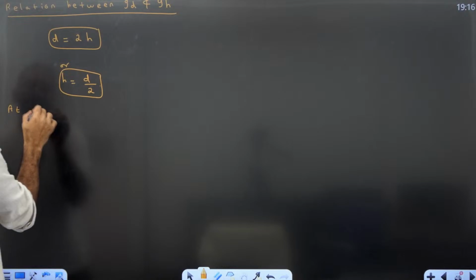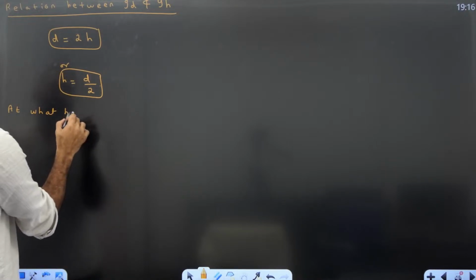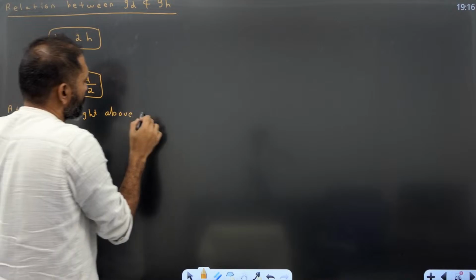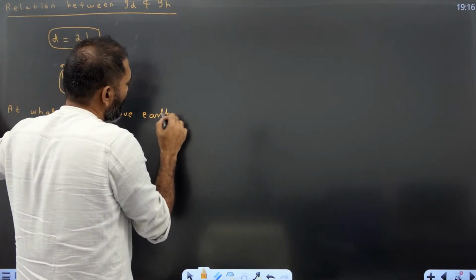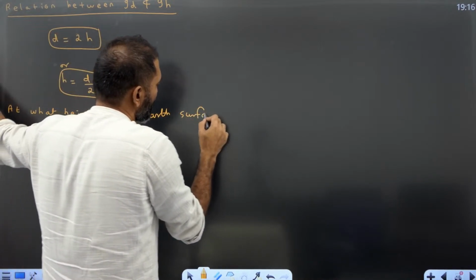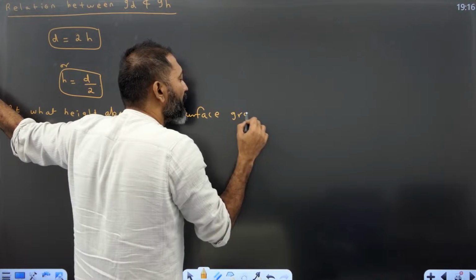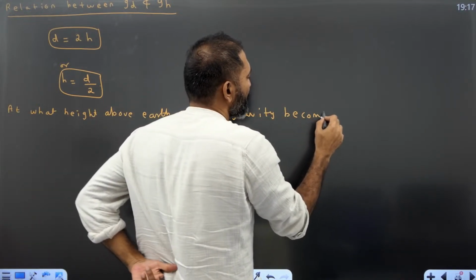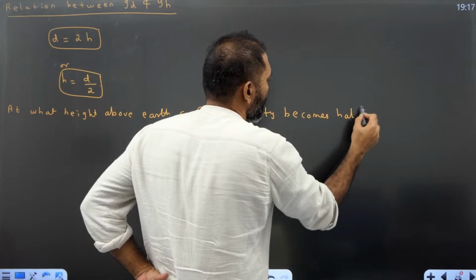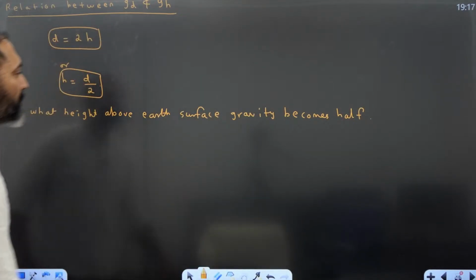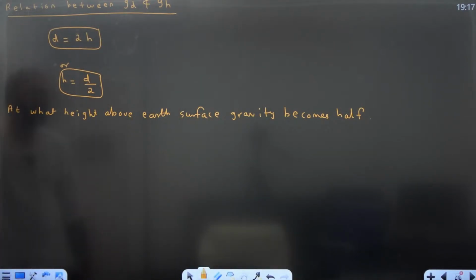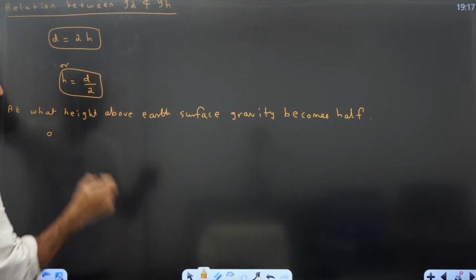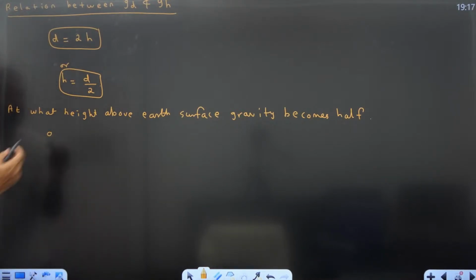At what height above Earth's surface gravity becomes half? At what height above the Earth's surface gravity becomes half.